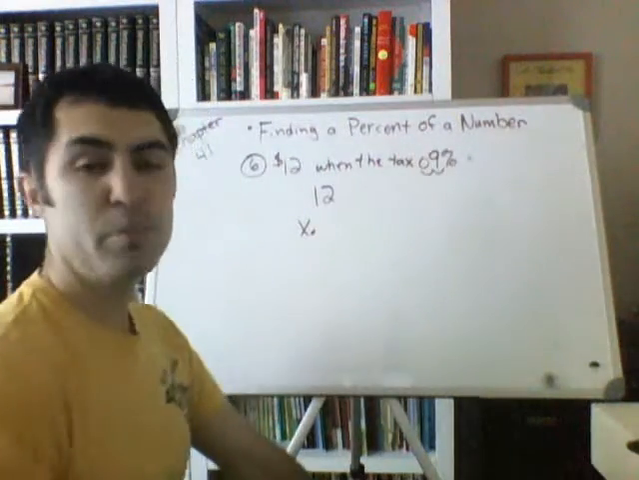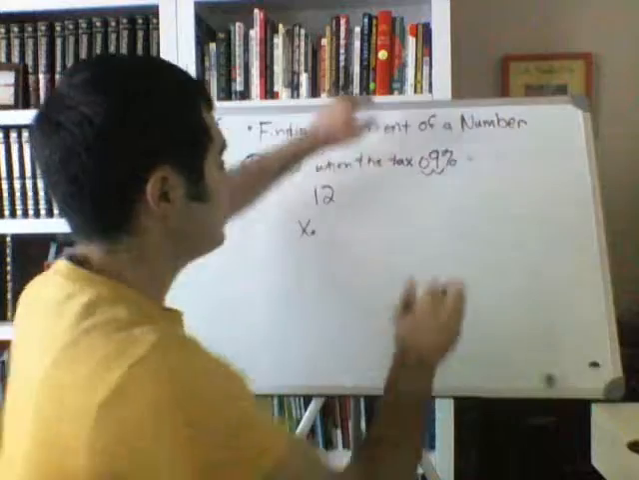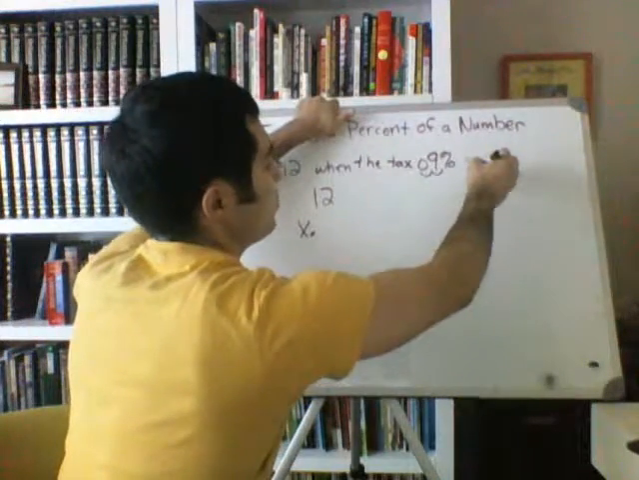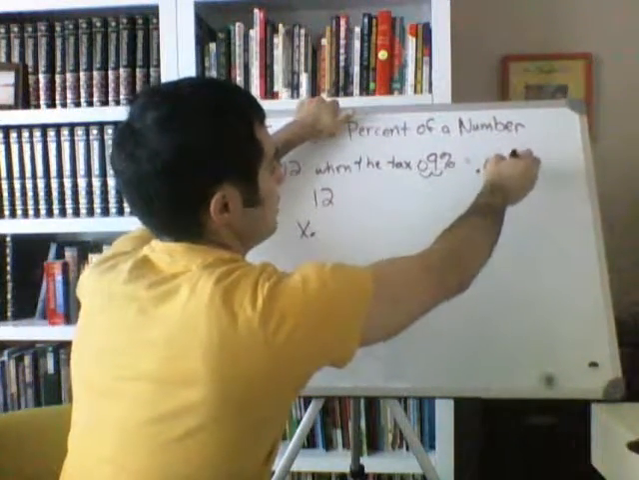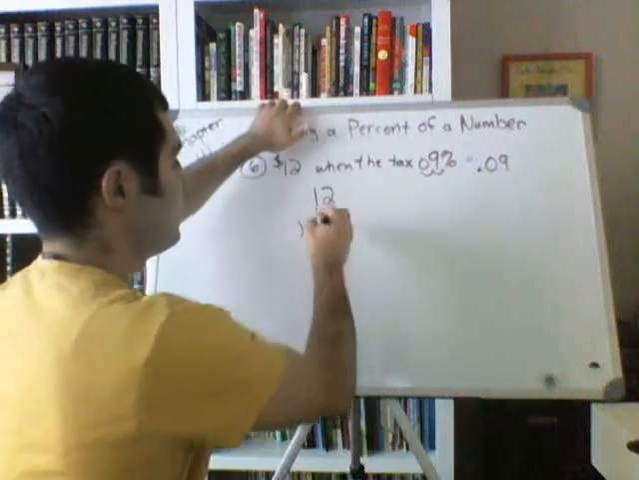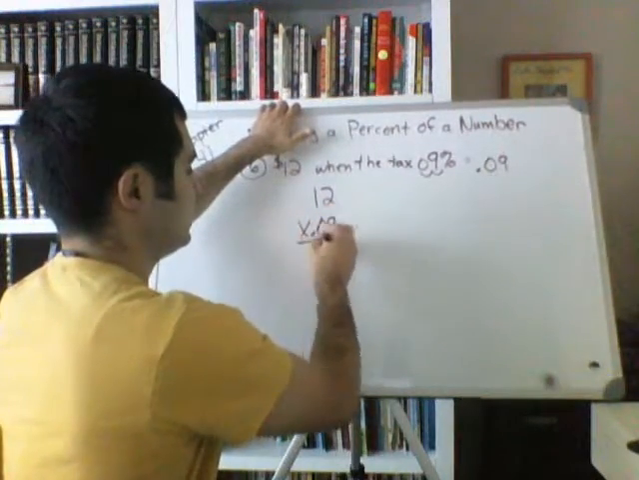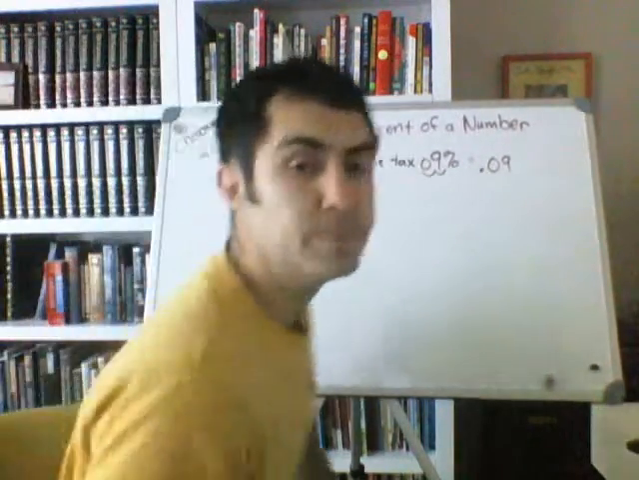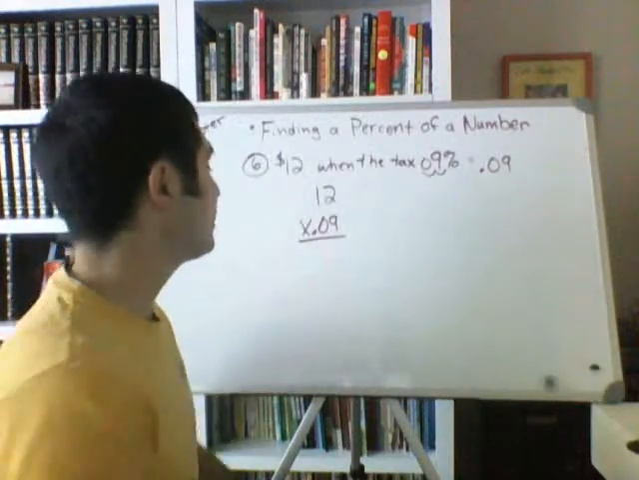So if we're going to take 9% and change that to a decimal, you're going to move the decimal point 2 places to the left. So we're going to end up at 0.09. Alright? That is what you want to multiply the 12 by.